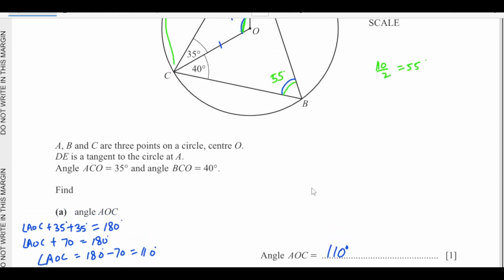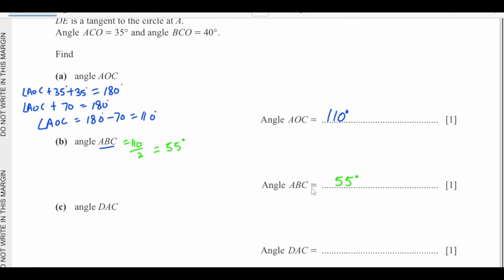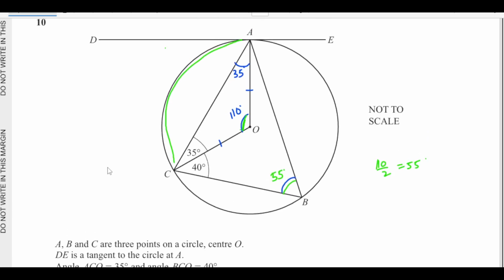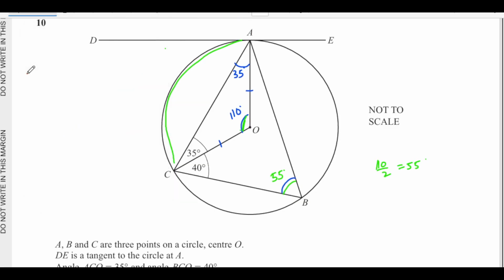Because there is a property: angle at the center is double the angle at the circumference. That is what we have used here. Angle DAC, let me see, where is DAC? Okay, this one, we are looking for this angle. To find DAC, you see this one is a radius and this is a tangent.